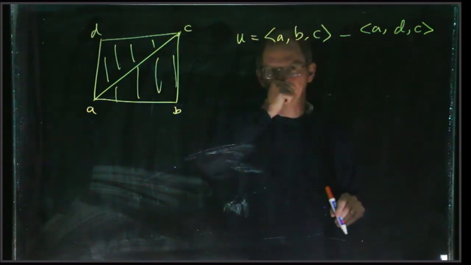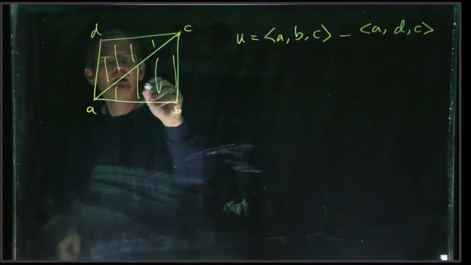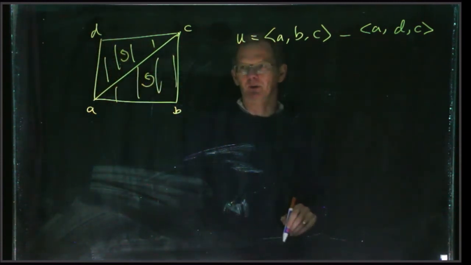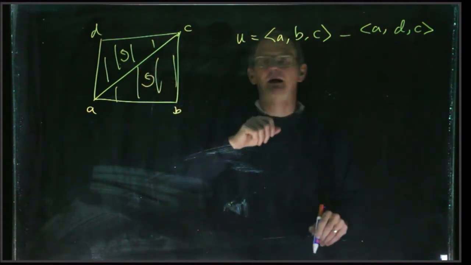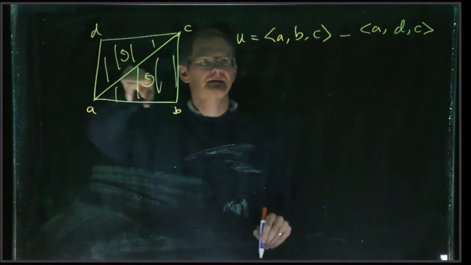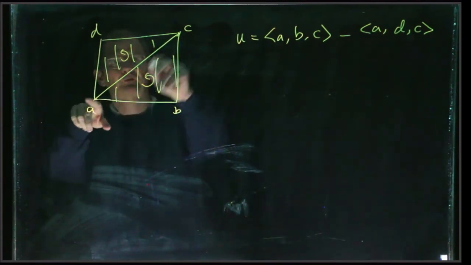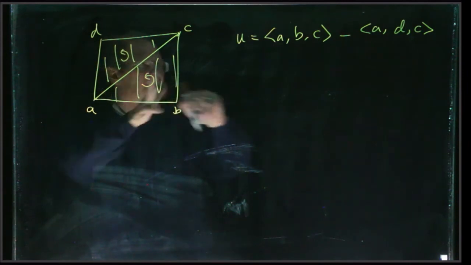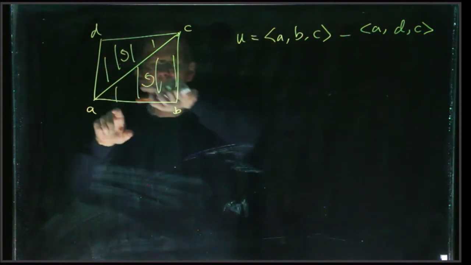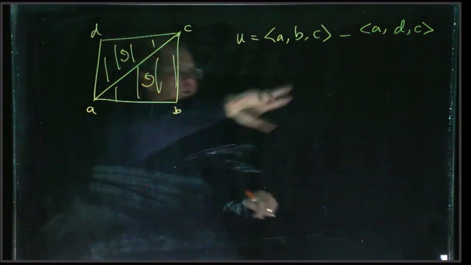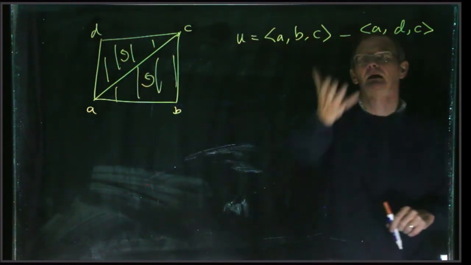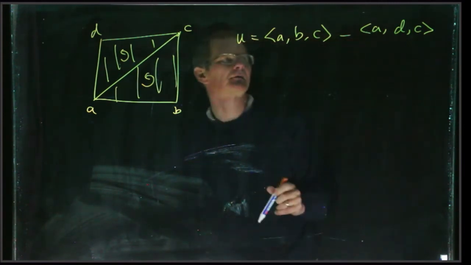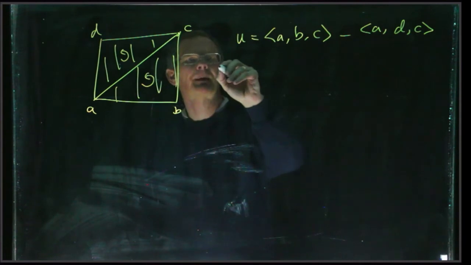But let's first discuss this minus sign here. We really want to think of both of these as being oriented the same way, anti-clockwise like that. So ABC is anti-clockwise, and if we wanted to do this one anti-clockwise, the natural thing would be to do ACD. But it turns out to be tidier if we do ADC, which would be going clockwise, so we put on a minus sign to compensate for that. Let's just take this as our definition. U is going to be this chain, and so what's the boundary of U?